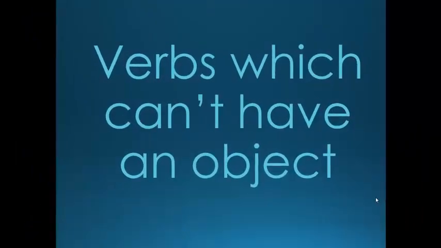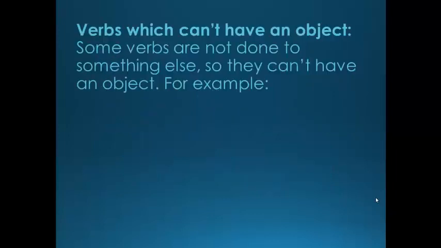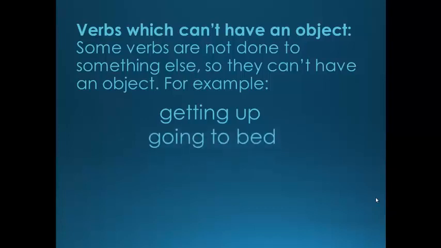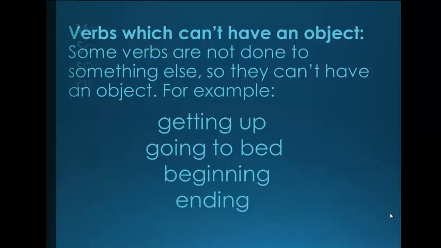Now we're going to look at verbs which cannot have an object. What do we know about verbs which can't have an object? Some verbs are not done to something else at all, so they can't have an object. For example, when you get up, you don't do that to anything, you just do it yourself. Equally, when you go to bed, you're not doing that to anything else, there's no object, you just do it yourself. If something is beginning, it's just beginning. And if it's ending, it's ending. It's not being done to anything, it's just doing it itself. Those verbs do not have objects, and we've got a few of those to learn.